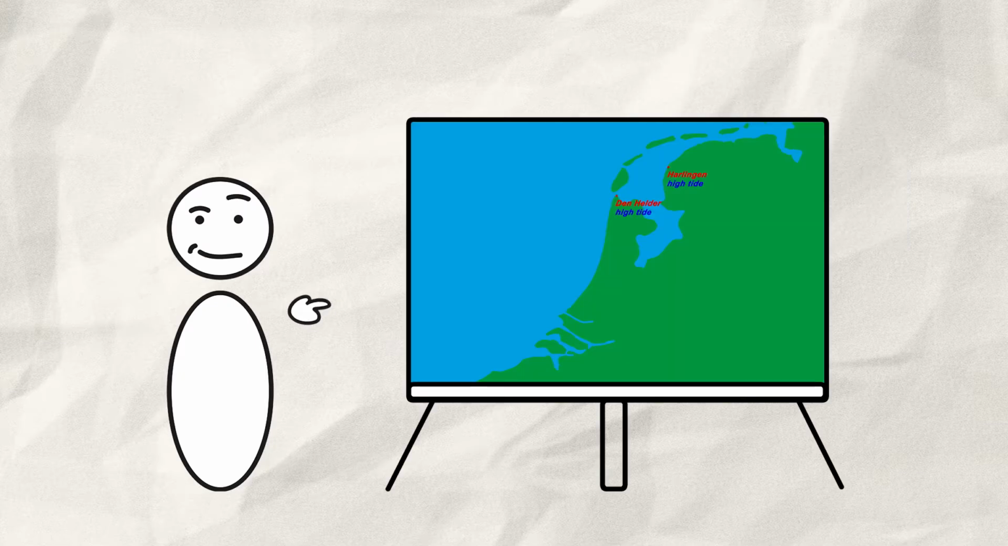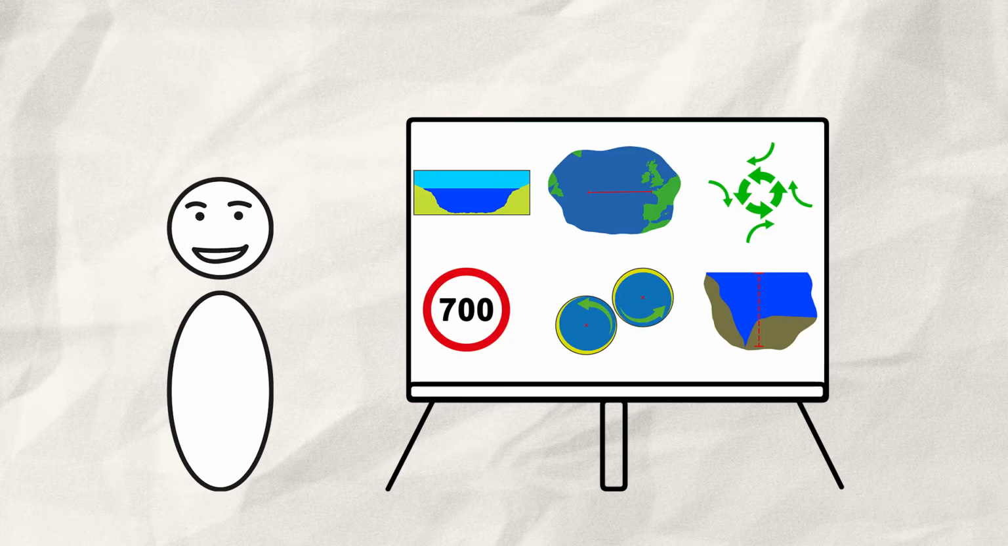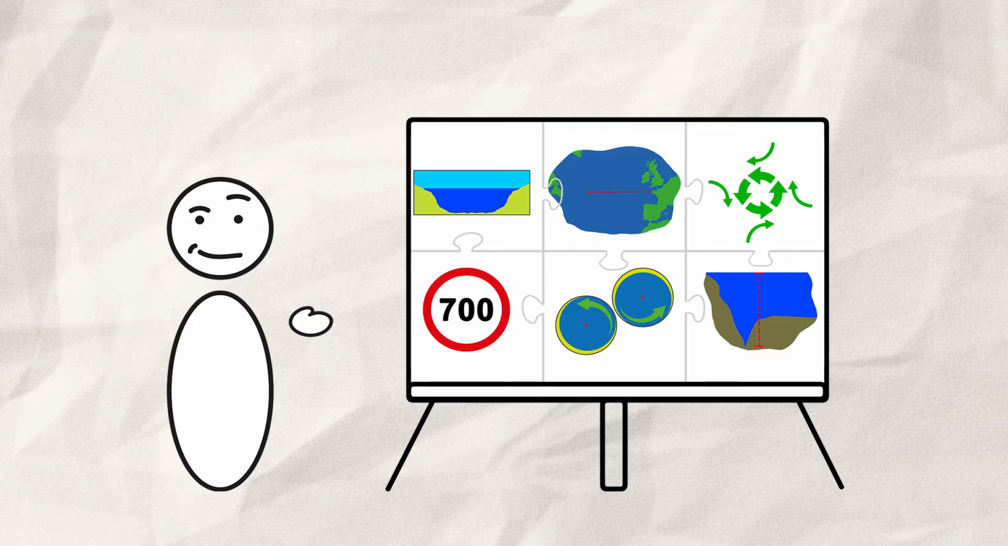Last time we encountered a problem with the two cities Harlingen and Den Helder. From that we learned that the equilibrium theory won't give us all the answers we need to explain the tides. So let's take a look at the dynamic theory. But since this theory can be complex, we'll be taking a step-by-step approach.